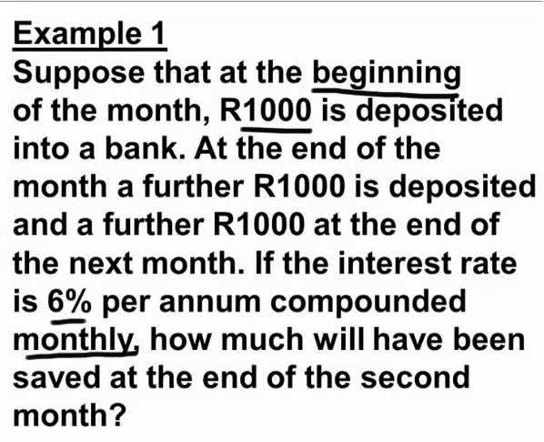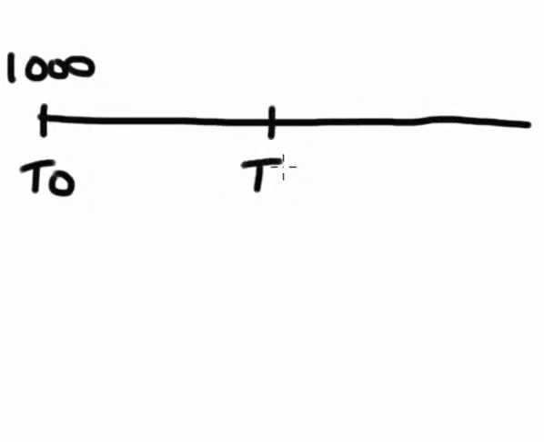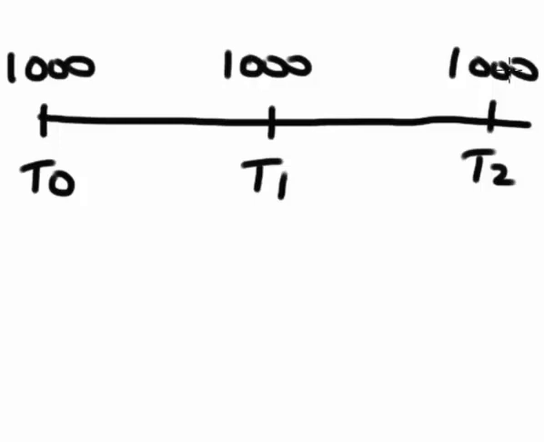Now, I'm going to do this very slowly. Let's draw a little timeline. Now, you already know how to do this from grade 11. Okay, might be the beginning of January. 1,000 rand is put into the bank. At the end of January, we put another 1,000 rand in. And at the end of February, we put another 1,000 rand in. Okay, now the question is, how much will it have been accumulated at that stage?